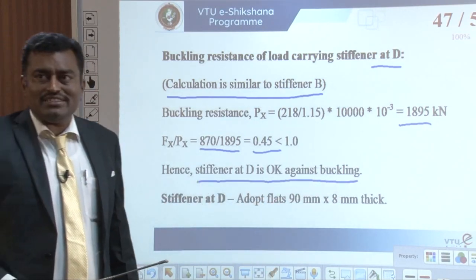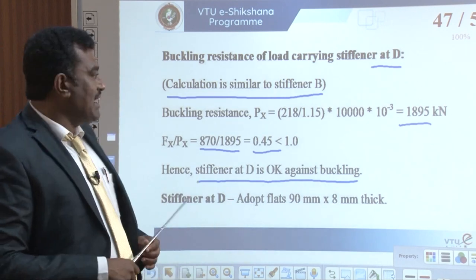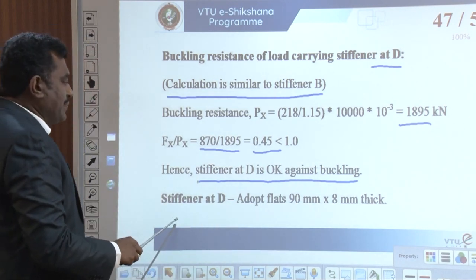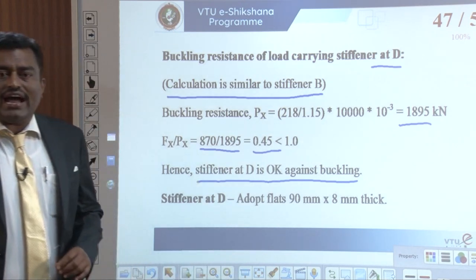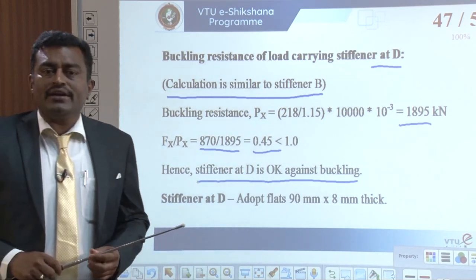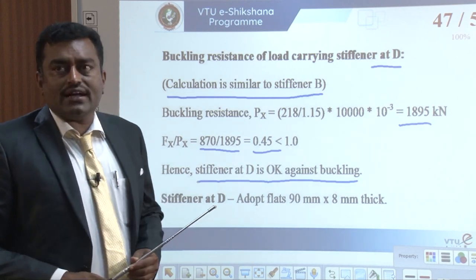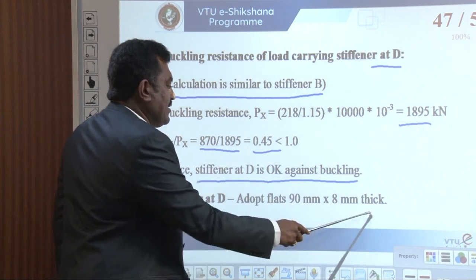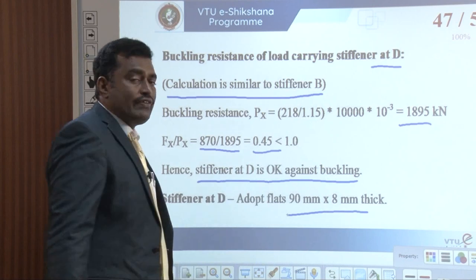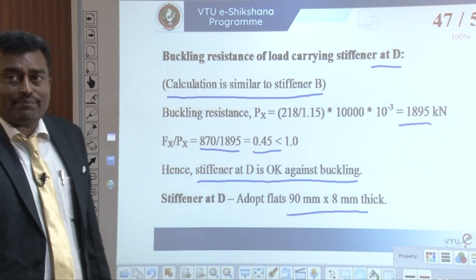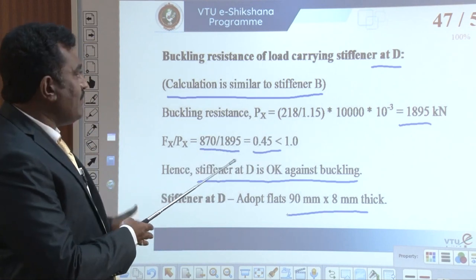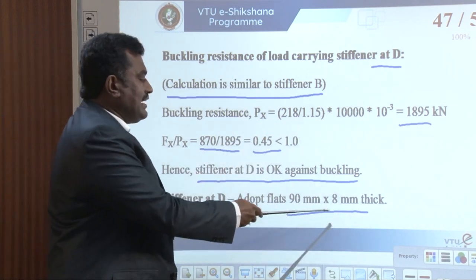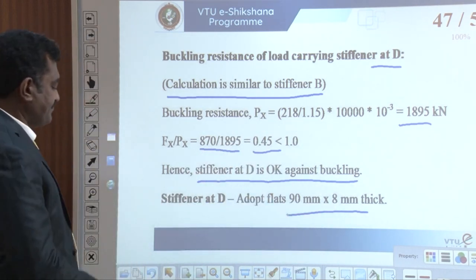What is the dimension? That is 90 mm. Then adopt the D stiffener as a flat of 90 mm into 8 mm thick. Okay, 90 into 8 mm thick. The same will be adopted for the end panel. Here the intermediate panel and end panel will be taken as 90 into 8 mm thick.